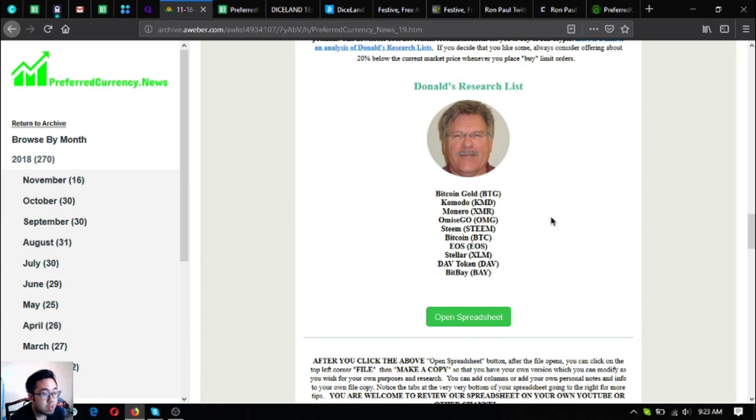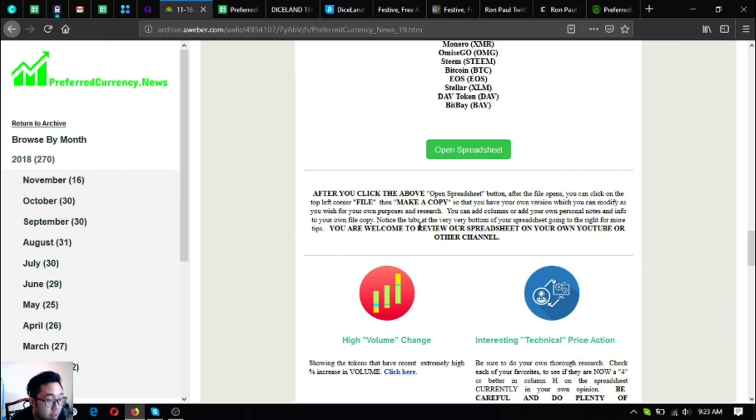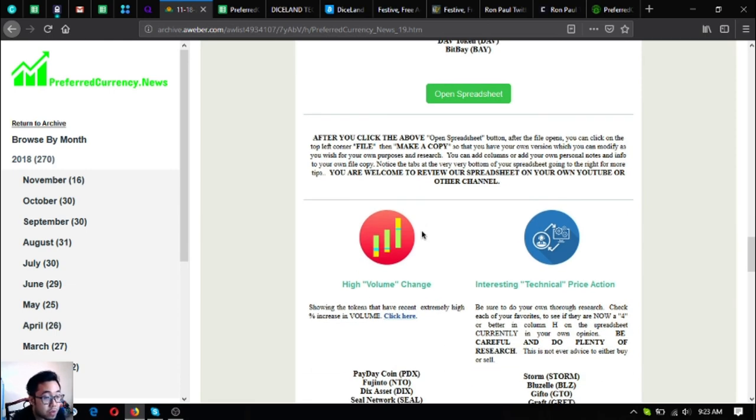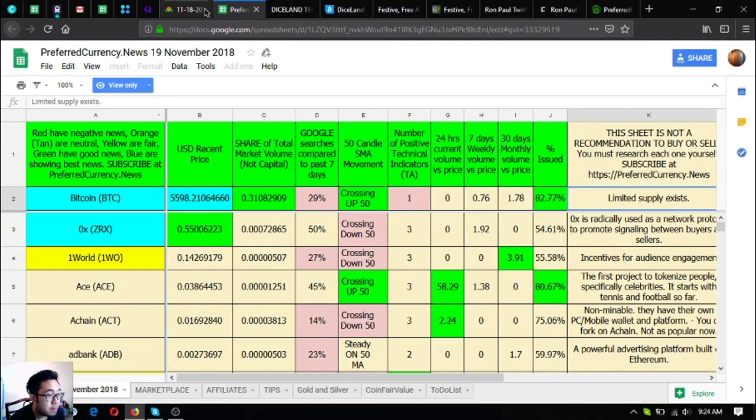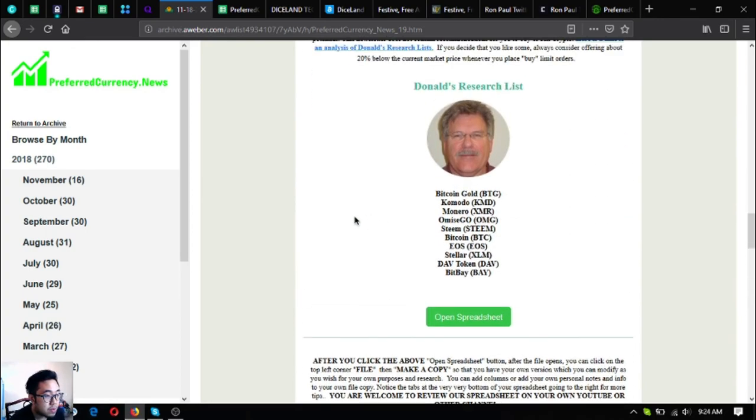Okay, so this is view only, so you can filter the blue ones by following the instructions here. After you click the above open spreadsheet button, after the file opens, you can click on the top left corner File, then Make a copy so that you can have your own version, which you can modify as you wish for your own purposes and research. You can add columns or add your own personal notes and info to your own file copy. Notice the tabs at the very bottom of your spreadsheet. Go to the right for more tips. You are welcome to review our spreadsheet on your own YouTube channel or other channel. Okay, so as you can see, those are the updates on Donald DeGruy's research list.